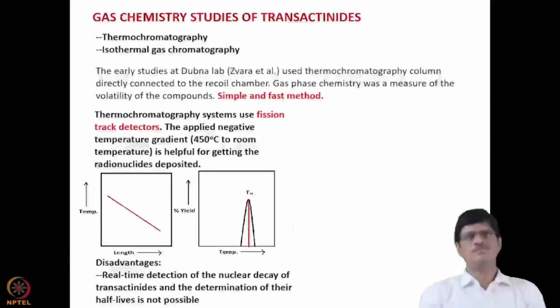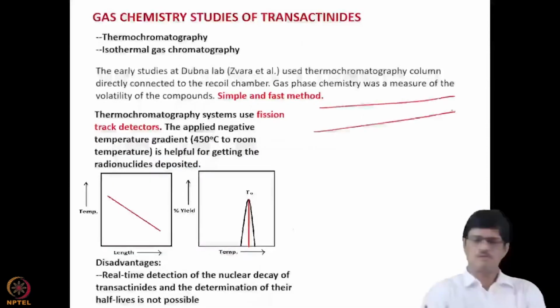In the early studies, the Dubna lab in Russia used a thermochromatography column directly connected to the recoil chamber. The gas phase chemistry was nothing but a measure of the volatility of the compound. This method was very simple and also very fast. In this case, the detection was done by fission track detectors, as a function of the length of the column.